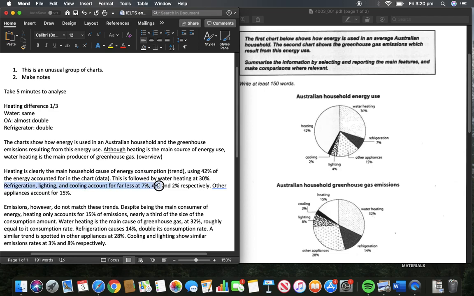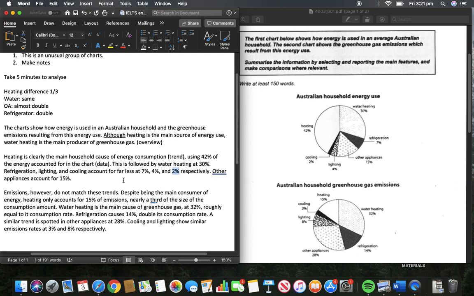Refrigeration, lighting, and cooling all account for far less at 7, 4, and 2 respectively. Other appliances account for 15%. So it's a little strange, I might have put that first, but because these ones are more specific, I've consciously decided to put it first. That's the main thing with this test. There's no right or wrong or perfect or imperfect way. Just make a conscious choice. I've decided that because other appliances could be 10 different things, I've decided to put it after these specific points. Because it kind of looks like all other appliances are all going to be less than 2%. Again, I'm assuming, but it doesn't matter.